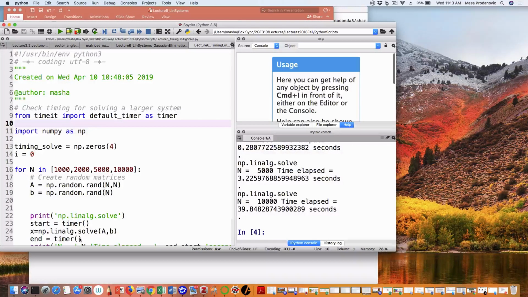So I gave myself a for loop. This is a list, so if you remember, I can use that in a for loop. I gave problems of 1,000 by 1,000, 2,000 by 1,000, 5,000 by 1,000, and 10,000 by 10,000. So I create myself a random matrix A and a random right-hand side of n by n and n by 1. Okay? And then I start my timer.